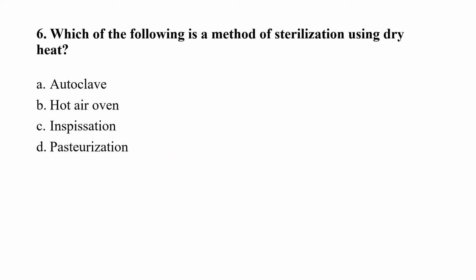Question number 6. Which of the following is a method of sterilization using dry heat? Option A, autoclave. Option B, hot air oven. Option C, incineration. Option D, pasteurization. The correct option here is option B, which is hot air oven. It is a method of sterilization using dry heat.